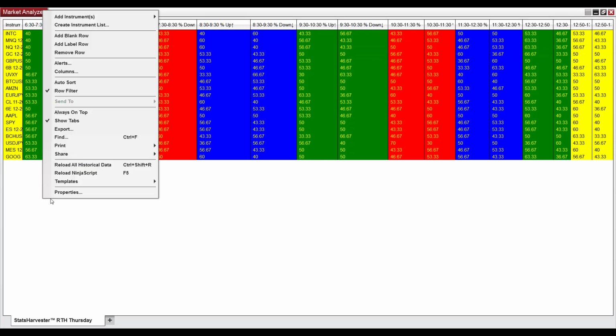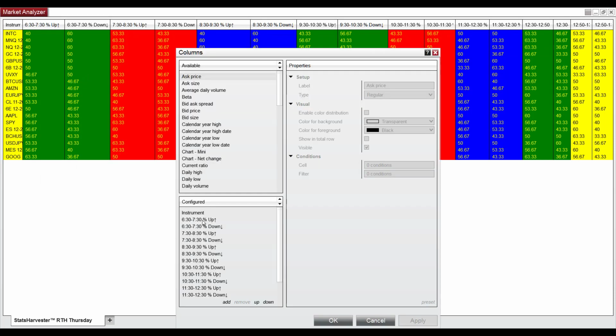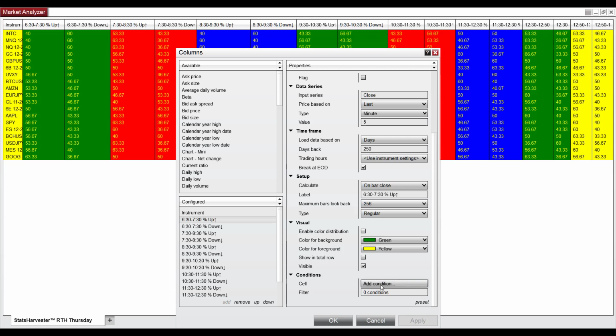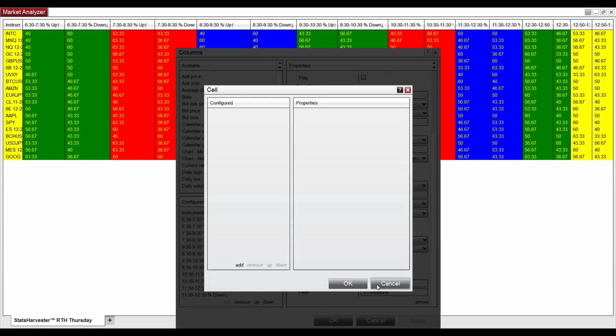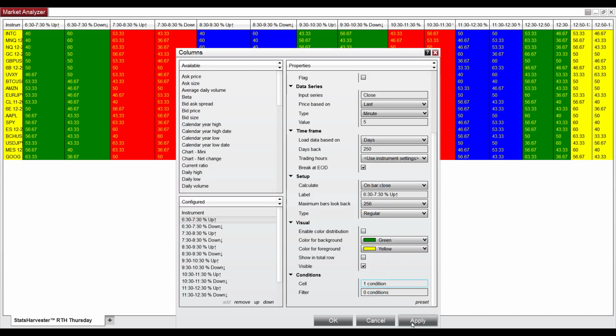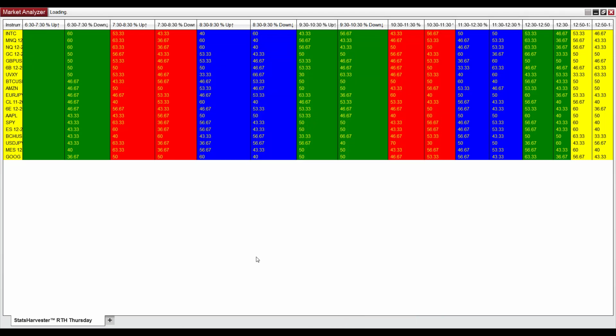To make things a bit faster, I personally prefer to use the Google Sheets application, which I'm going to show you next. But you can also write conditions in Market Analyzer so that it only shows you results you're interested in. So let me quickly edit this column so you can see how easy it is to use Market Analyzer. And there you have it. The only instrument that remains highlighted is Google, where it was up over 60% between 6:30 and 7:30. So back to how I personally prefer to do this.